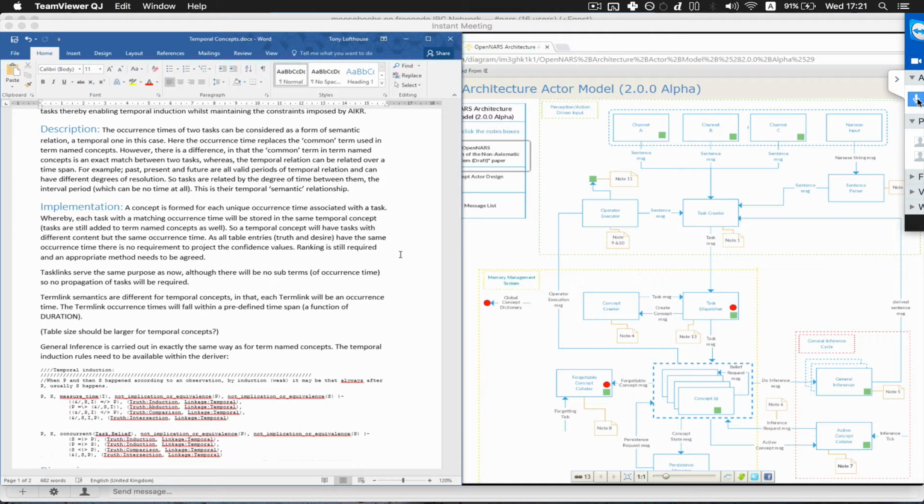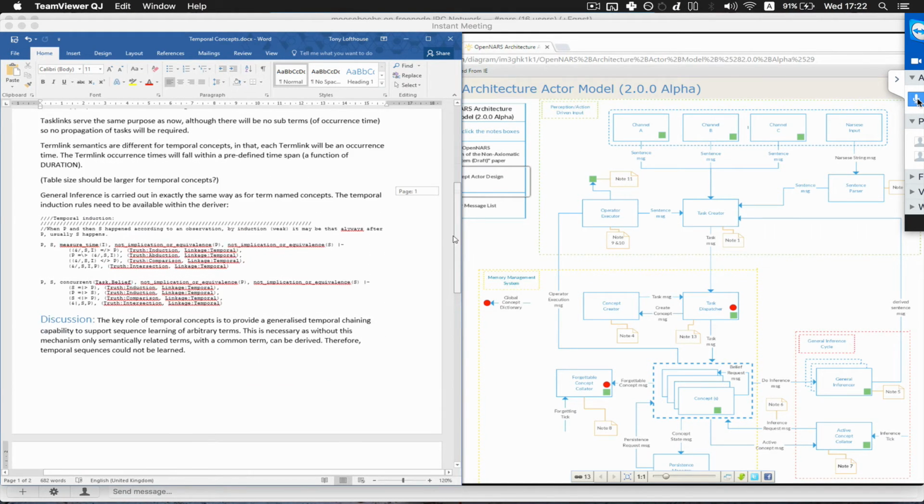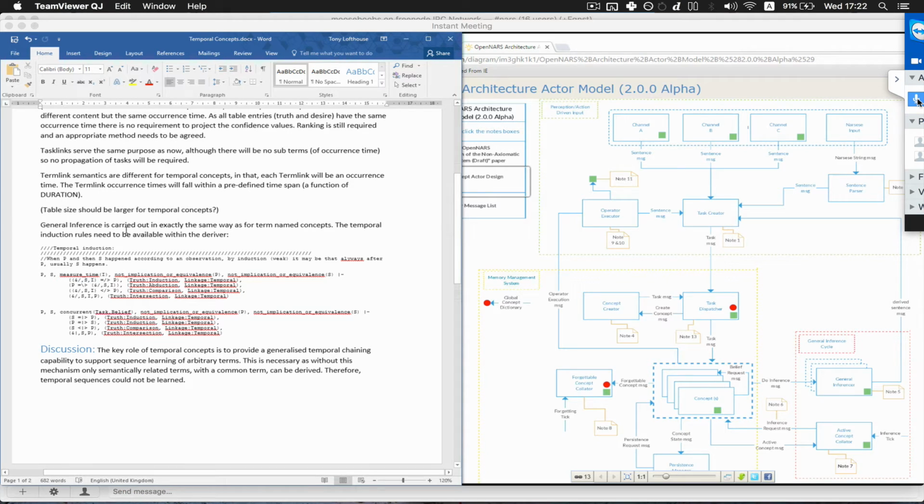Right. So at this point now, we've got a concept. We've got things in the tables. We can select a task. We can select a term link that points to another temporal concept, which is within a predefined window. At that point, we can then do inference because we've got a task and a belief, exactly as we do normally.